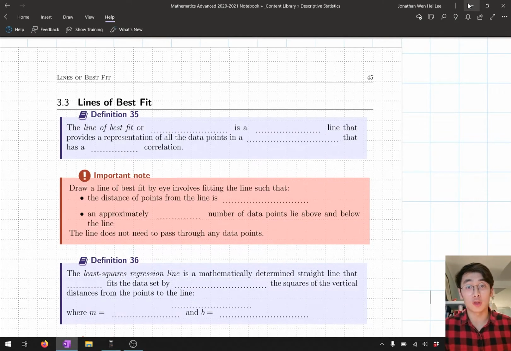In this video we're going to be looking at the last section on descriptive statistics. This is on page 45, and we're looking at a thing called the line of best fit.